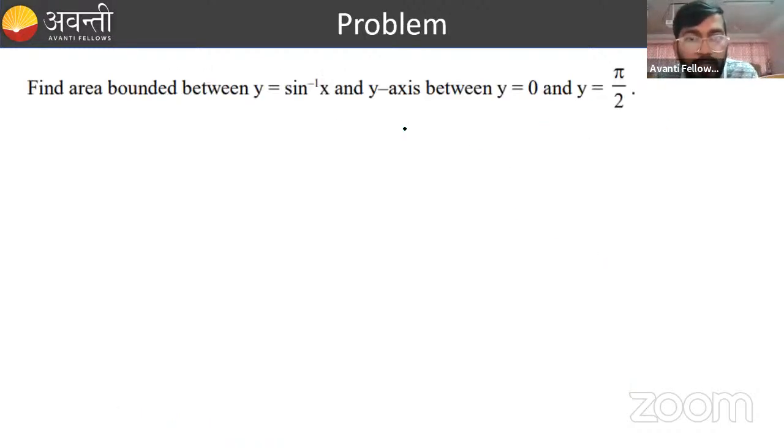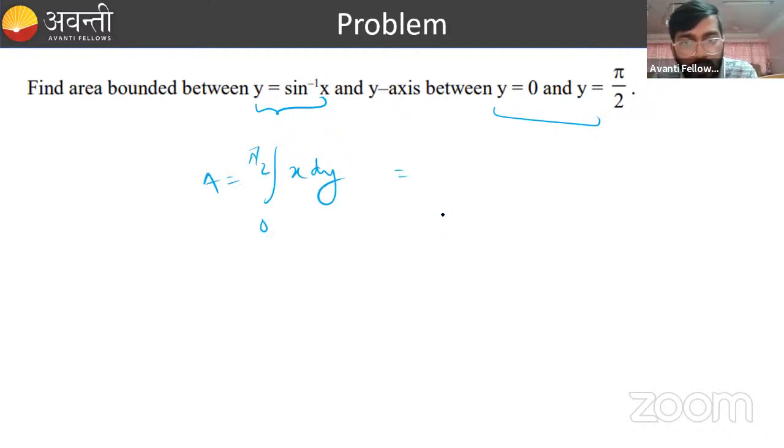Now find the area bounded by the curve y equals sine inverse x, the y axis, between 0 and pi by 2. Since it is asking us to find the area bounded by the y axis, we'll write it as integration x dy, and y goes from 0 to pi by 2. Area will be this. And this can be solved as x can be written as sine y dy.